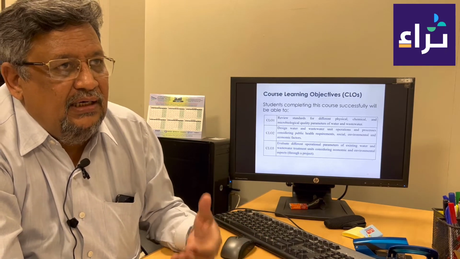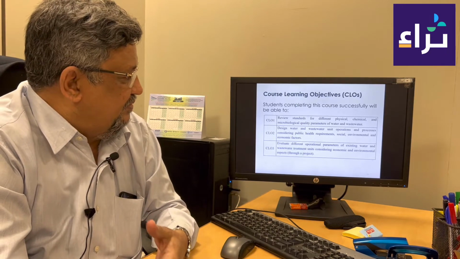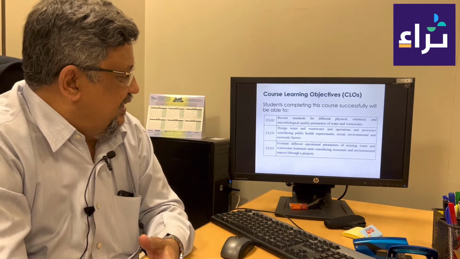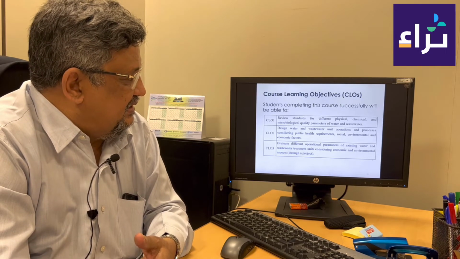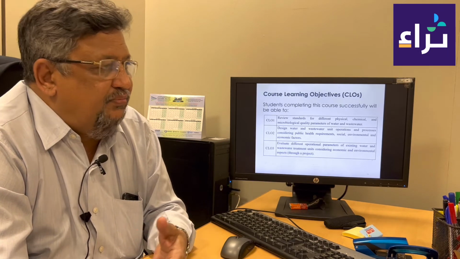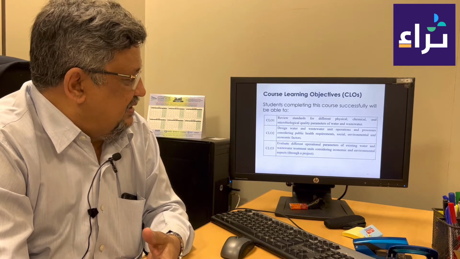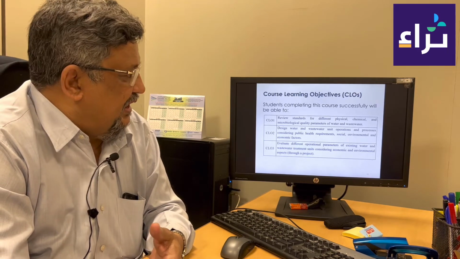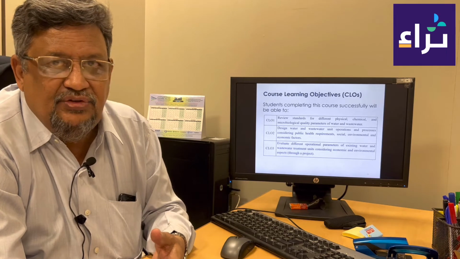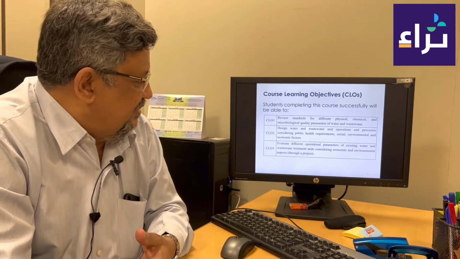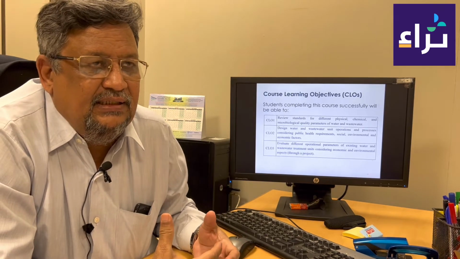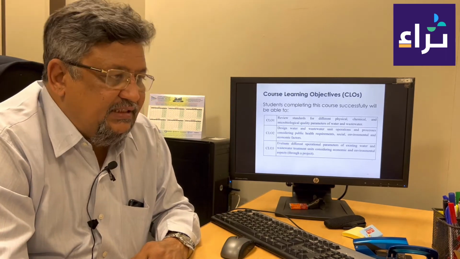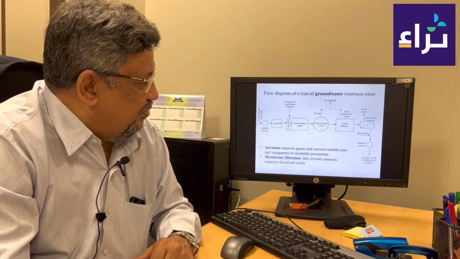Now this is the basic structure of the course. The learning outcomes and objectives of the course are these: there are 3 outcomes. We have to review the standards of different impurities, physical, chemical and biological, and then we have to design facilities for the water treatment and for the wastewater treatment, and finally we should have an idea of how those facilities can be evaluated. These are the outcomes of the course.